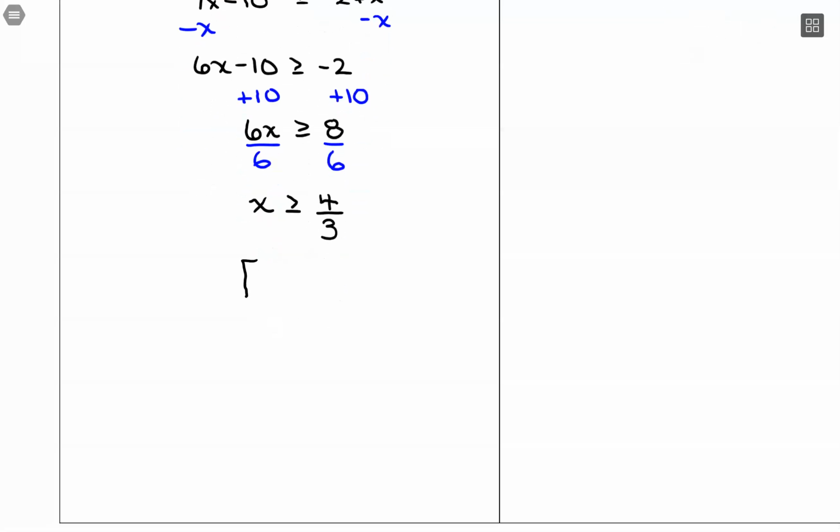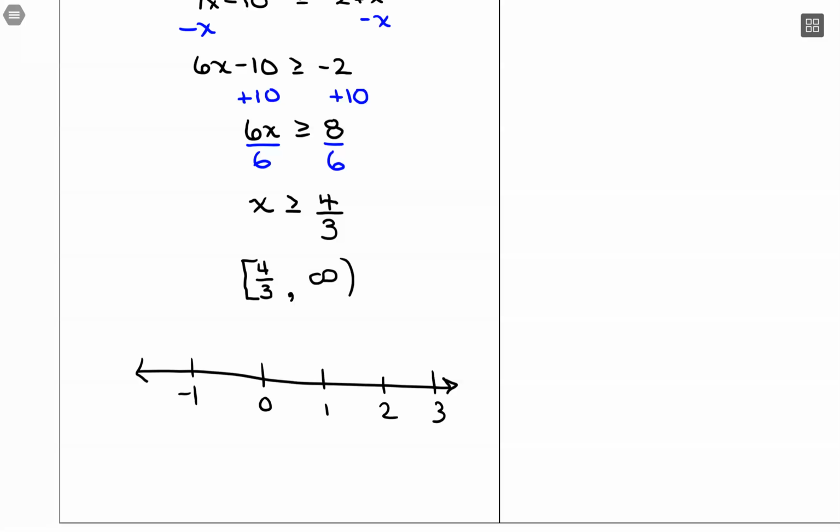So in interval notation, that would look like starting at 4/3 and including 4/3. So we'd use a square bracket. And then we go up to positive infinity. So on a graph, I'd have, let's see, around 0, about 1, 2, 3, negative 1. So 4/3 is the same thing as 1 and 1/3. So I'll have a solid circle at 1 and 1/3, and then going off to the right towards positive infinity.